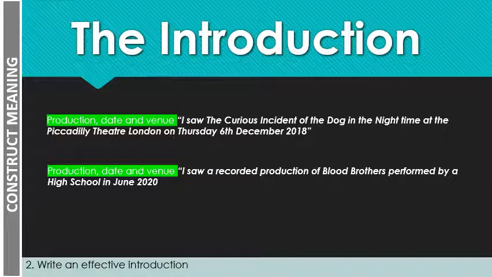So you've just read and listened to my example of an introduction. I didn't write it for Blood Brothers, I wrote it for The Curious Incident of the Dog in the Night-Time. A couple of notes. At the top where I said you have to write about the production date and venue, I saw The Curious Incident of the Dog in the Night-Time at the Piccadilly Theatre, London on Thursday the 6th of December 2018. You can change this to: I saw a recorded production of Blood Brothers performed by a high school in June 2020. You can use that exact sentence if you would like.